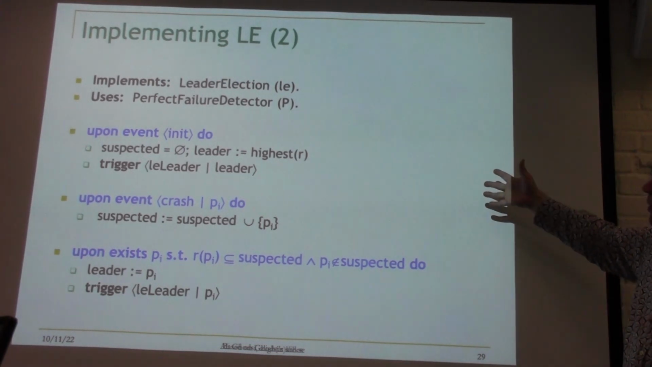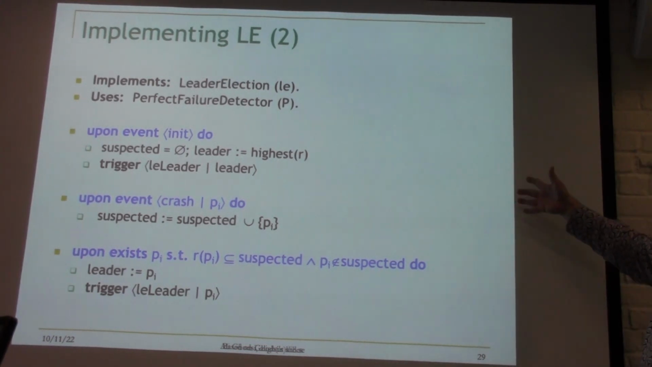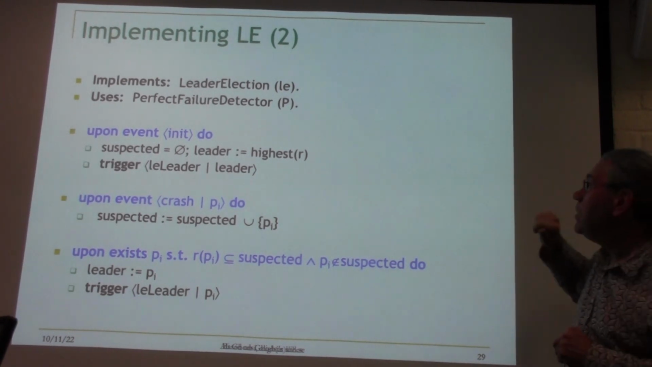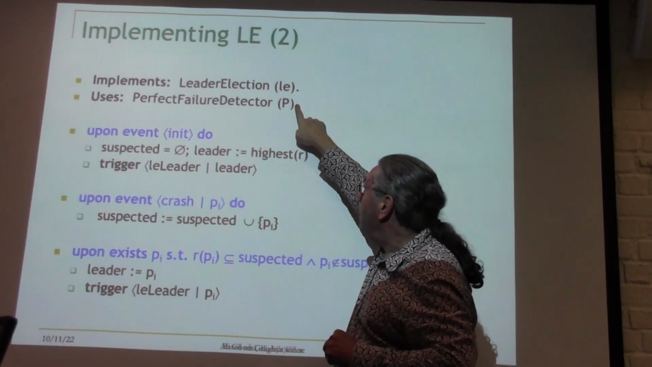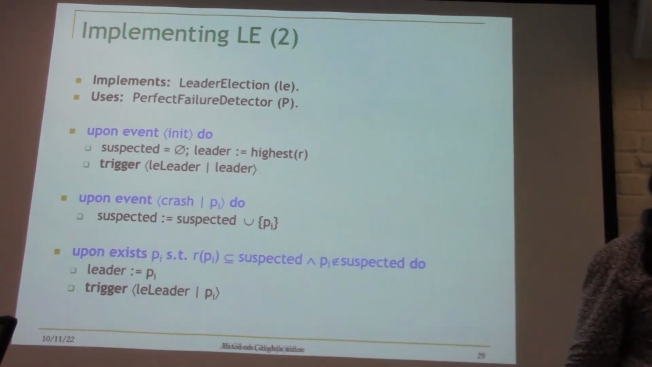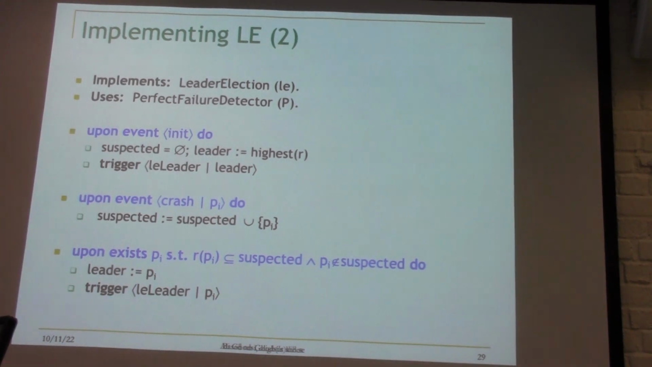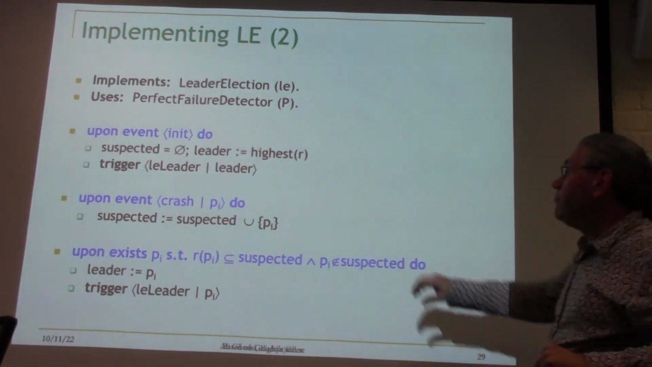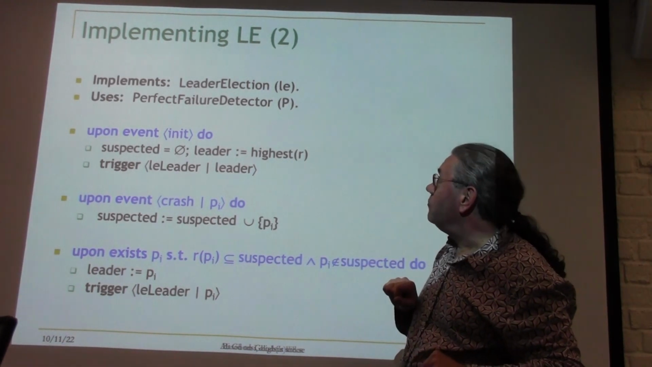That's actually very common. That's going to be very common in this course. The code is very dense somehow. So the leader election here uses a perfect failure detector. We're assuming that we have this box here, perfect failure detector, and the leader election is built on top. And we have 3 pieces of code.